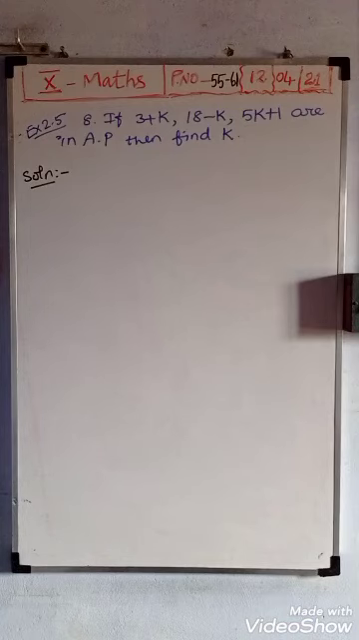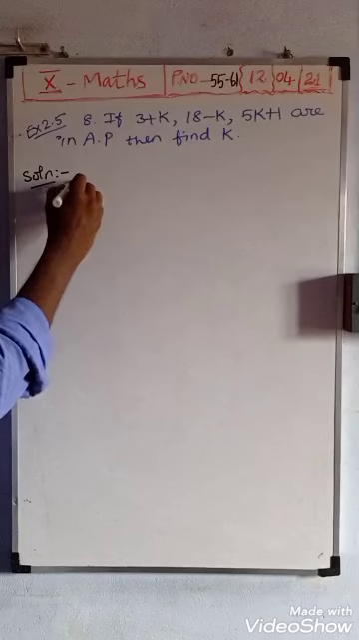So we know that already, given sequence is an AP means common difference is equal. So using that condition, we will find the value of k. So see solution for that.